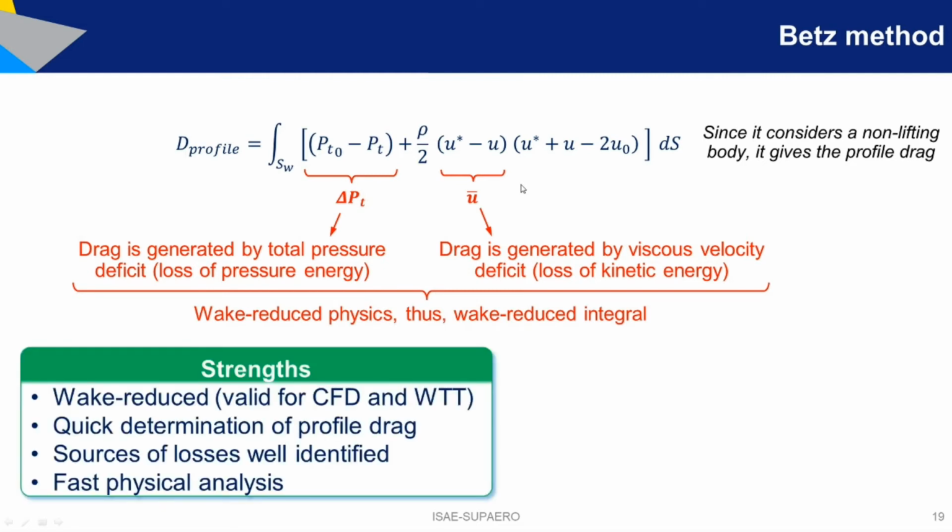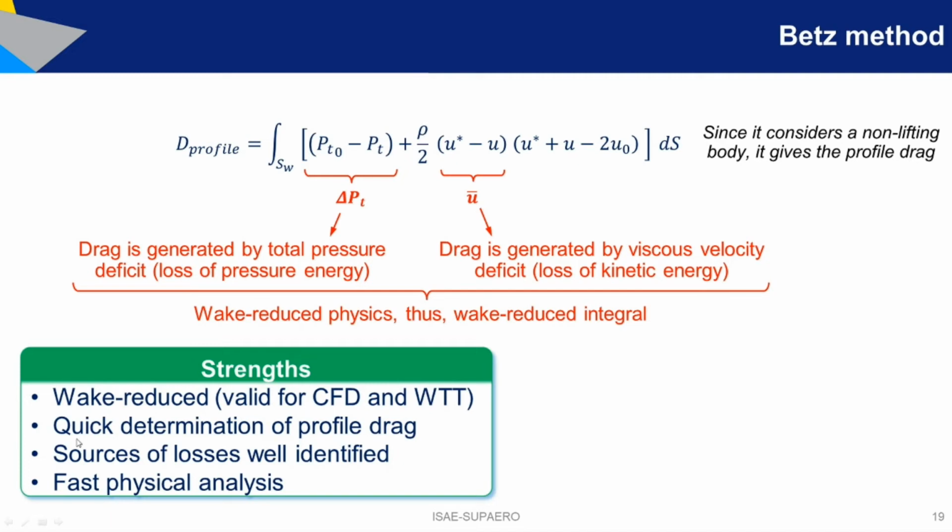So let's summarize all what we discussed about the Betz method. Regarding the strengths, we have, for the very first time, a wake-reduced formulation, and the advantage of having a wake-reduced formulation is that we can apply that for CFD, but finally for wind tunnel testing. So since 1925, we were able to measure profile drag in a wind tunnel environment. It wasn't possible before that. So that was a major achievement for Betz.